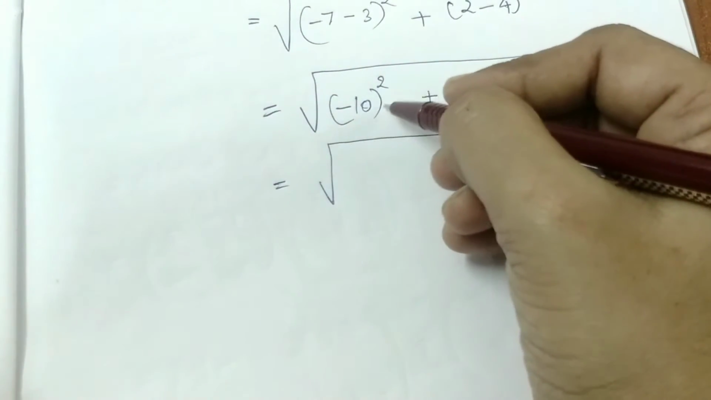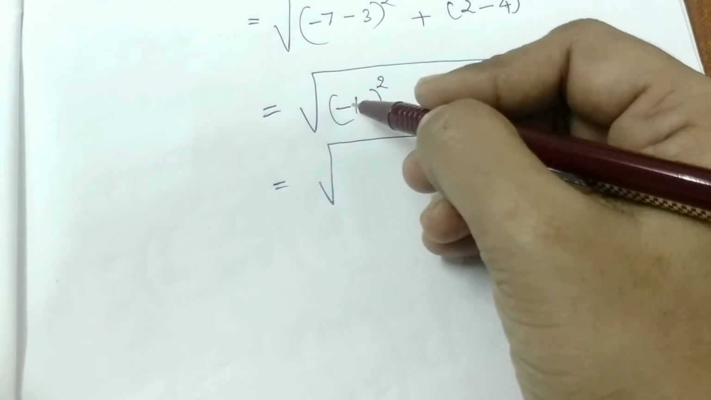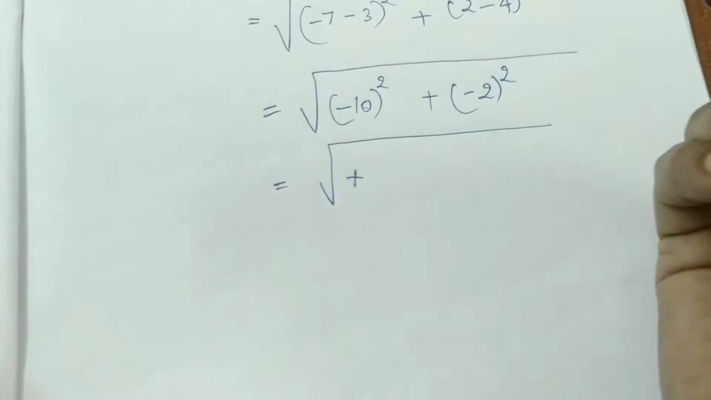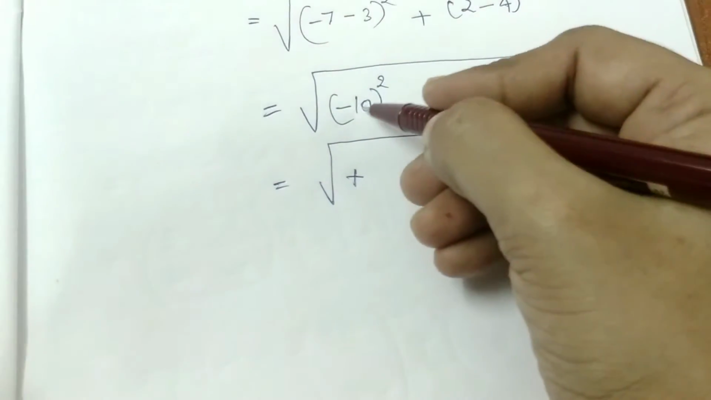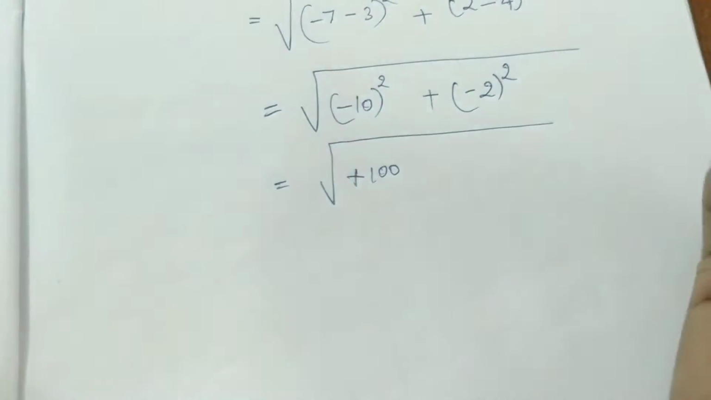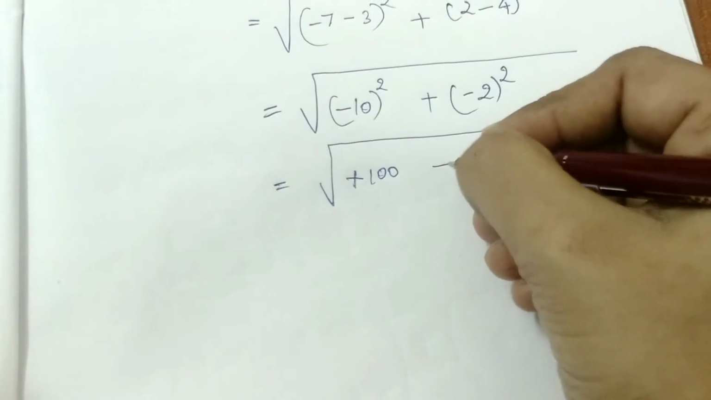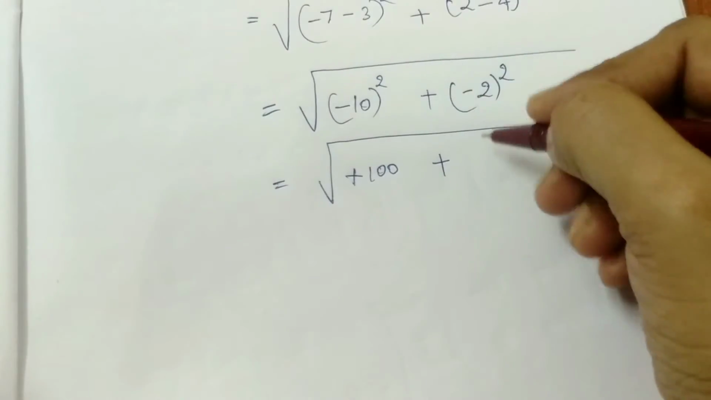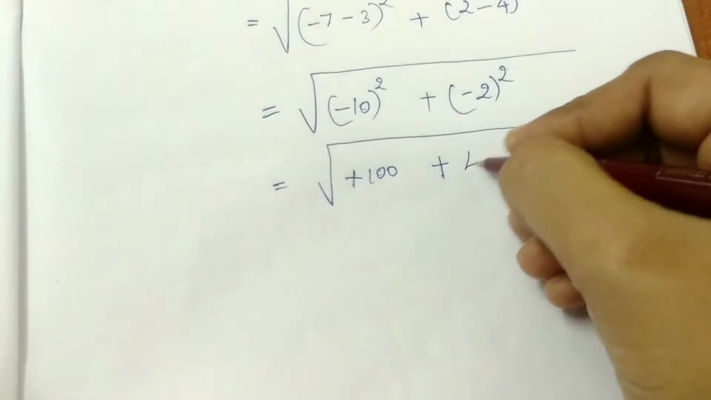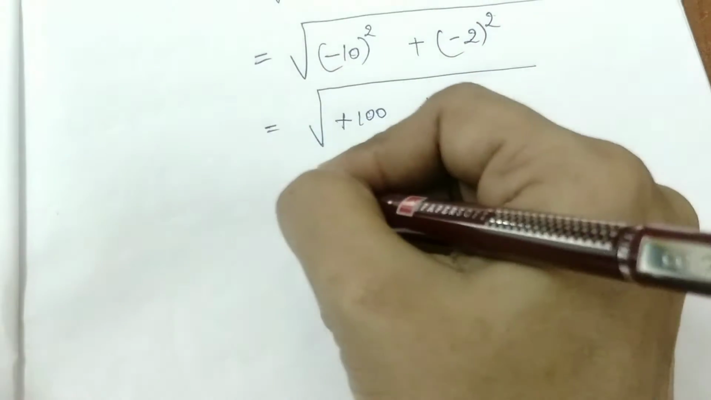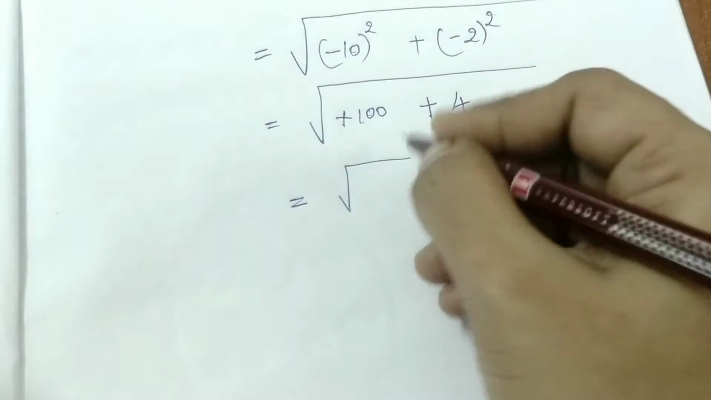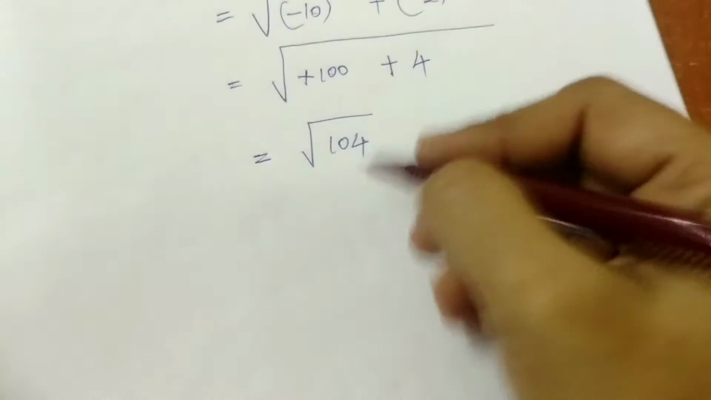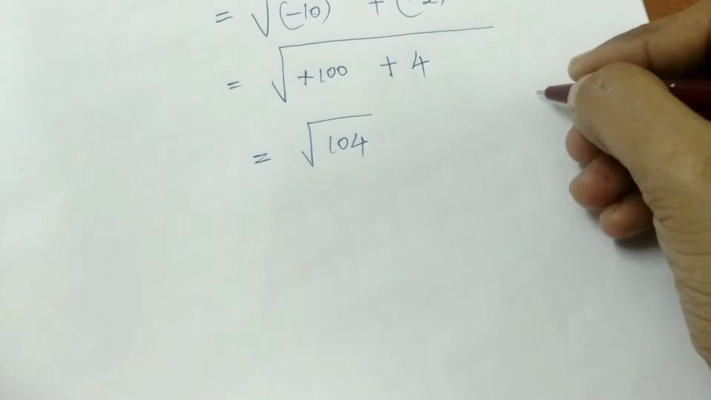Now we have to find out the square of minus 10. So the square of minus 10: minus into minus is plus, and then 10 square is nothing but 10 into 10, 100. Again, square of minus 2: the square of minus is plus. Again, 2 square is nothing but 2 into 2, 4. So now we have to add both the numbers: 100 plus 4, 104.